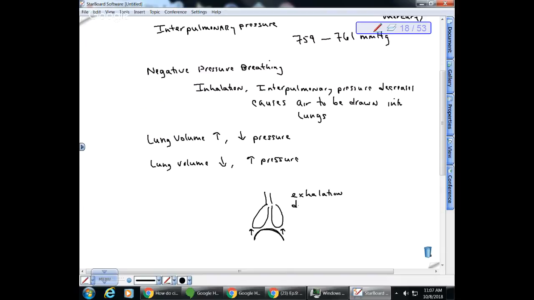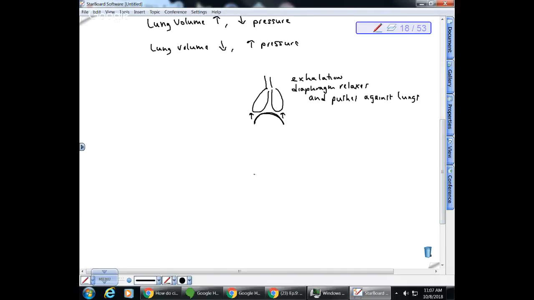So this is what actually happens during exhalation. And this is where the diaphragm relaxes and pushes against the lungs. So that's the diaphragm relaxed. When the diaphragm contracts, it actually flattens out. So my diaphragm would contract, and then there would be more space for my lungs to sit, and so I would get an increase in the volume of the lungs.